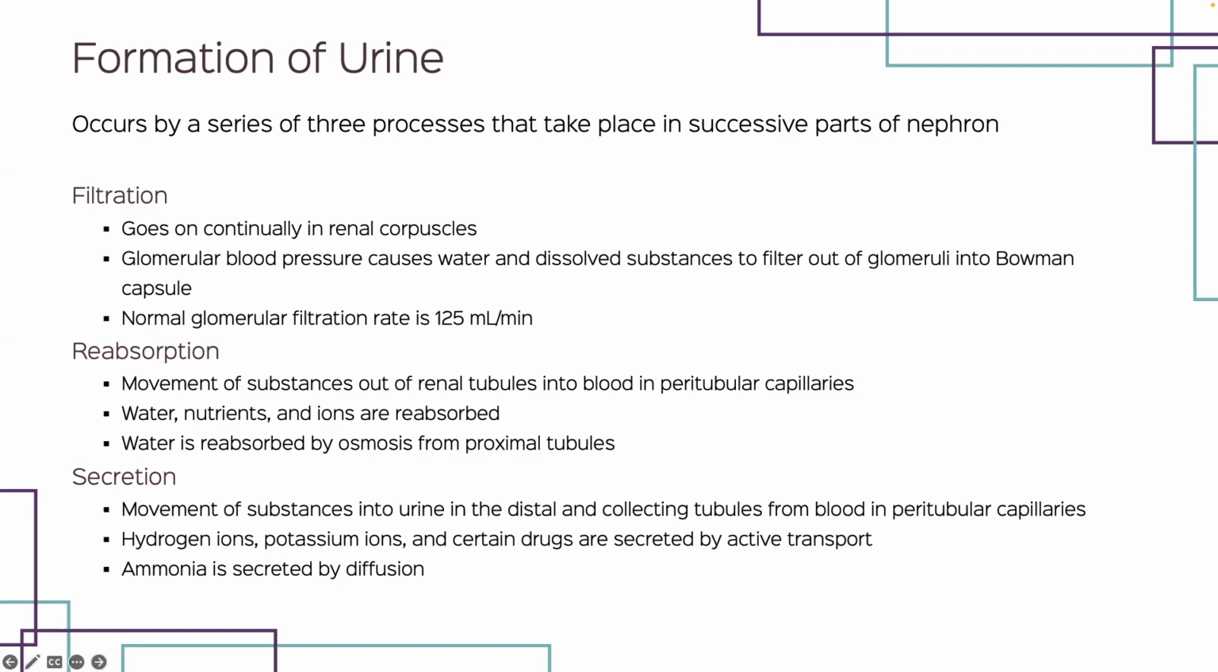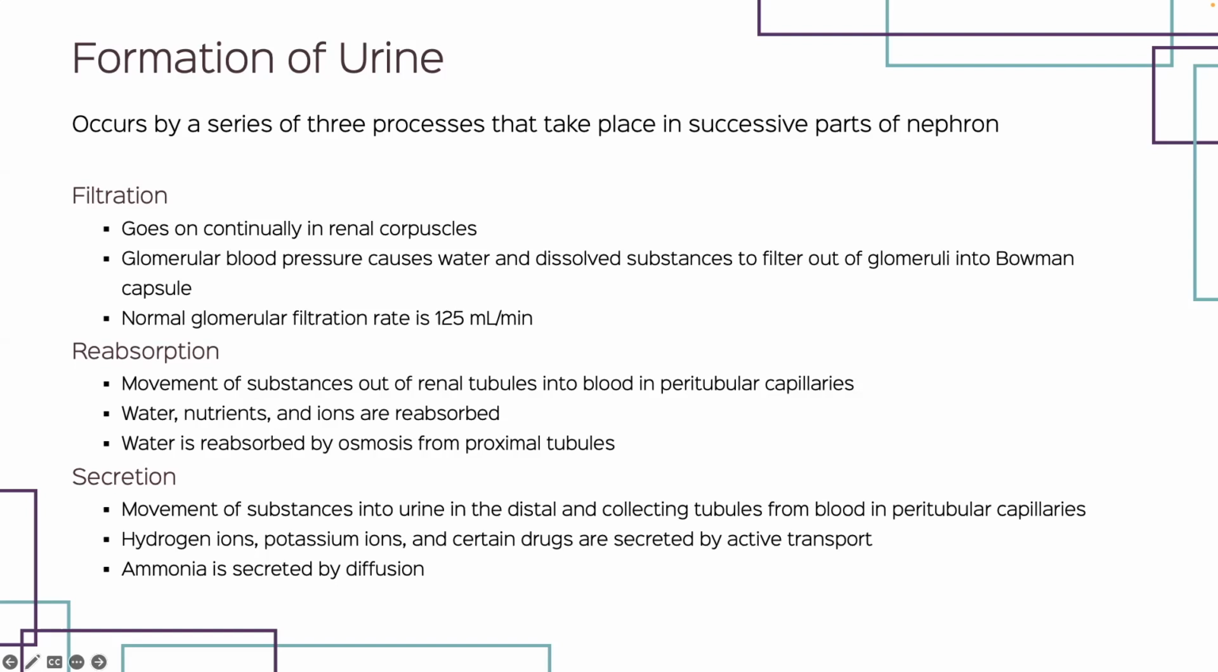We don't actually excrete 180 liters per day, but most of that fluid that leaves the body by glomerular filtration will return to the blood by the second process, which is reabsorption. Reabsorption is the movement of substances out of the renal tubules into the blood capillaries located around the tubules. So water, glucose, and other nutrients, as well as sodium and other ions, are substances that are reabsorbed.